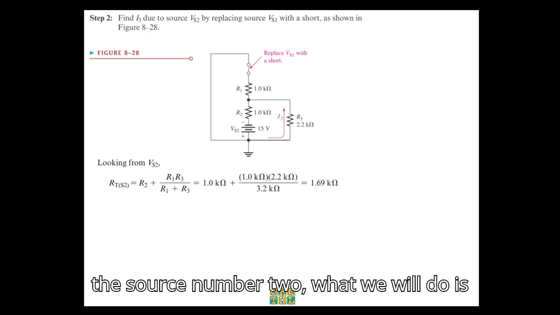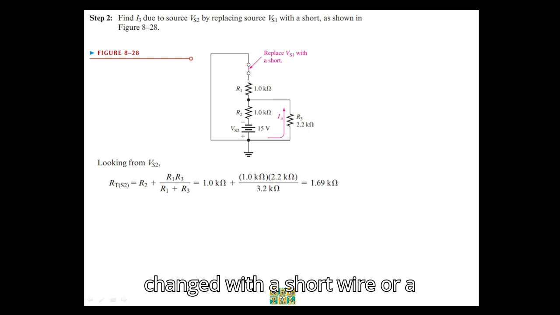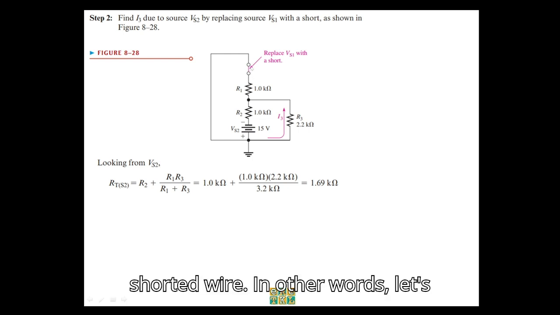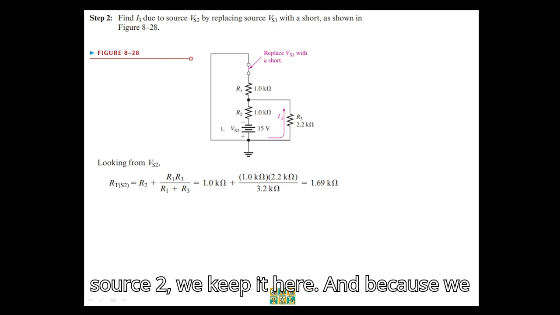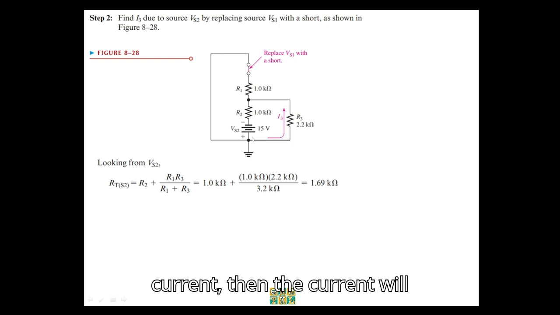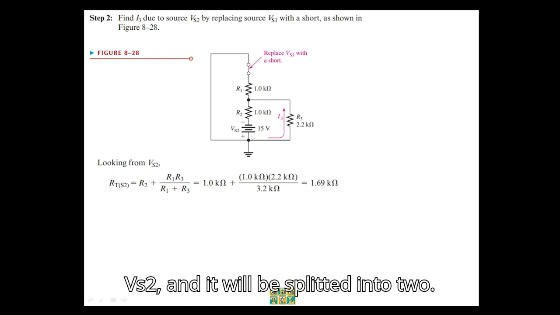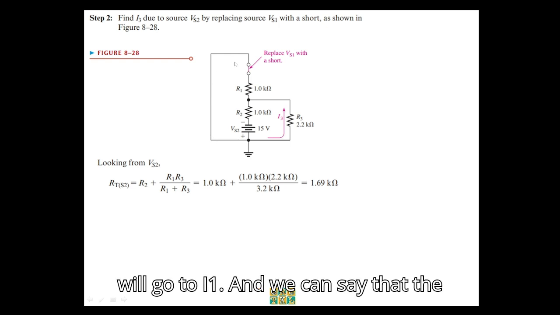Now, with respect to the source number 2, what we will do is VS1 will be changed with a short wire. In other words, let's replace it with a wire. And the voltage source 2, we keep it here. And because we follow the positive to negative direction of current, the current will start from here in VS2 and it will be split into two. One will go to I3 and the other current will go to I1.